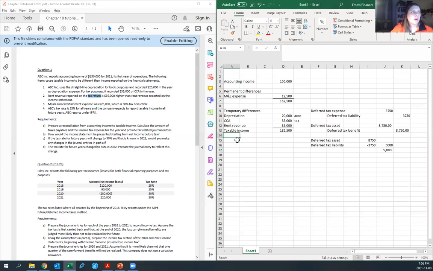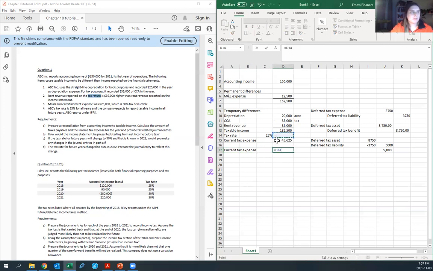Right, so now we have our taxable income. So you want to find how much taxes you are going to pay for this year. So your tax rate is 25%. So your current tax expense is going to be 182,500 times 25%. So you're going to pay in taxes $45,625. So your transaction is current tax expense.